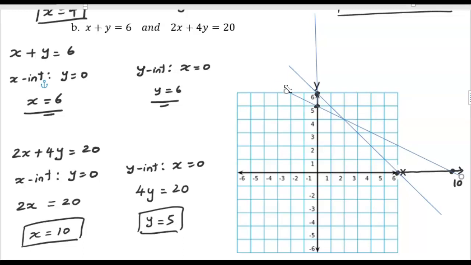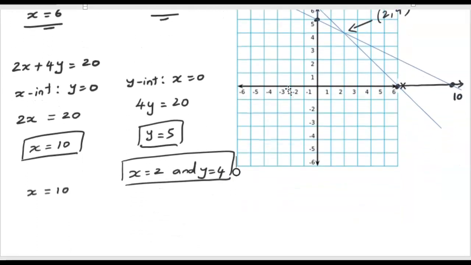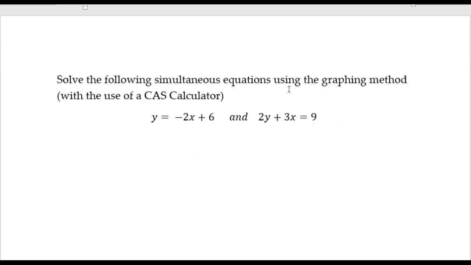Right, again, as we notice, both lines intersect at one point with coordinates x equals 2 and y equals 4, which means the solution to these two simultaneous equations is x equals 2 and y equals 4. And that's the final answer to this particular question. And again, you can check it by substituting into the equations. If I substitute the values into the first equation, 2 plus 4 is equal to 6, which means my solution is correct.